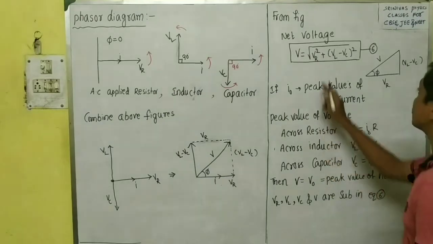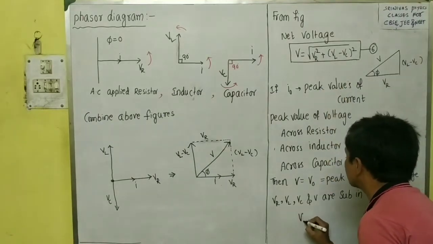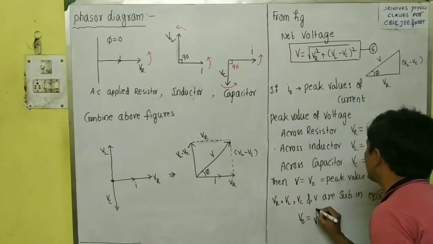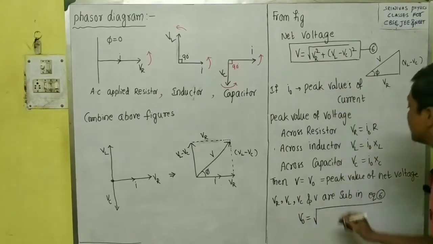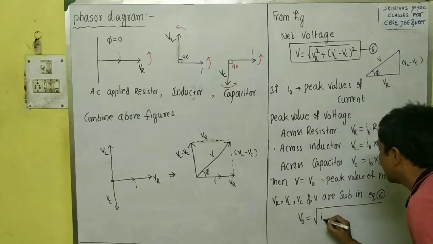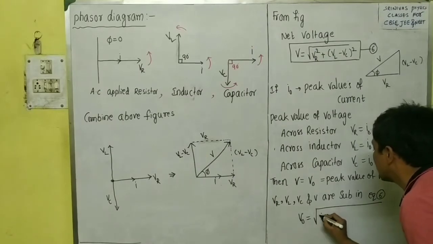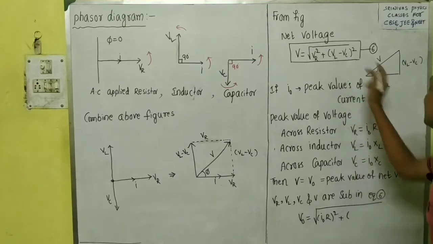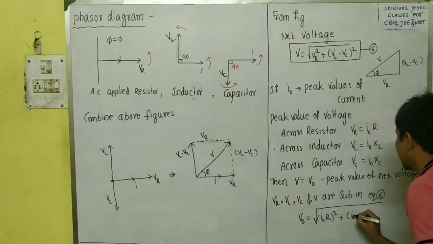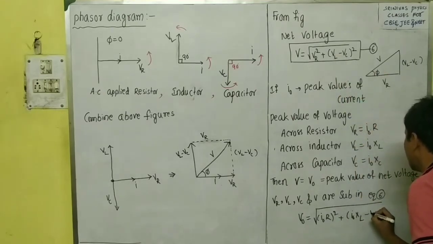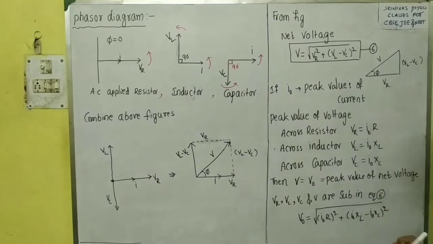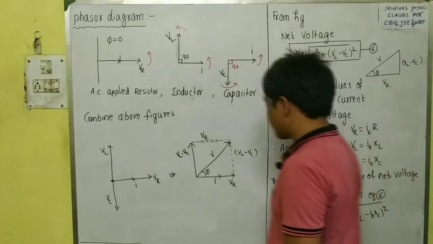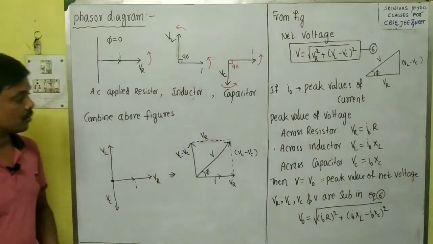Now let us substitute all the things. V naught is equal to the square root of VR, which is I naught R, whole square, plus VL minus VC, where V naught is I naught XL minus I naught XC, whole square. Now we have to simplify more.